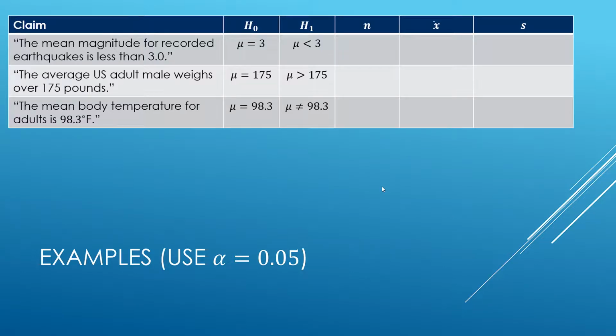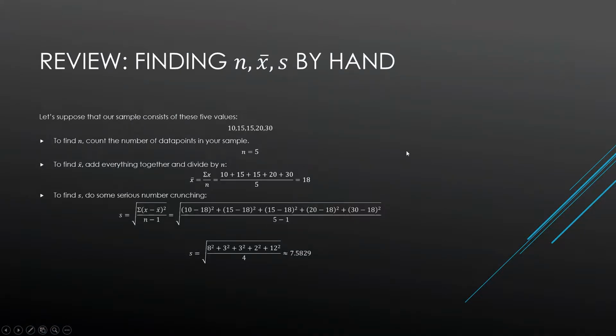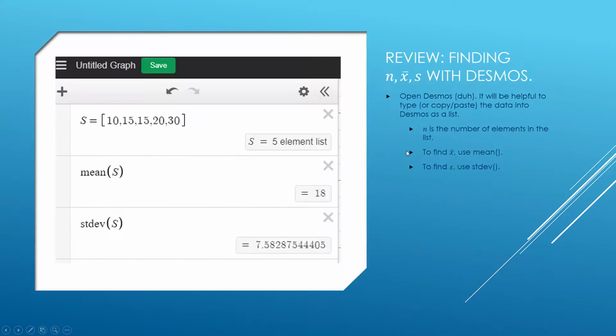We've got our sample. Oh, wait, we don't have our sample. That's what we need next. So let's go get some sample data. Let's go measure some earthquakes or look up measurements. Let's go weigh some adults or look up weights. Let's go take temperatures of adults or look that up. So let's say we do that.